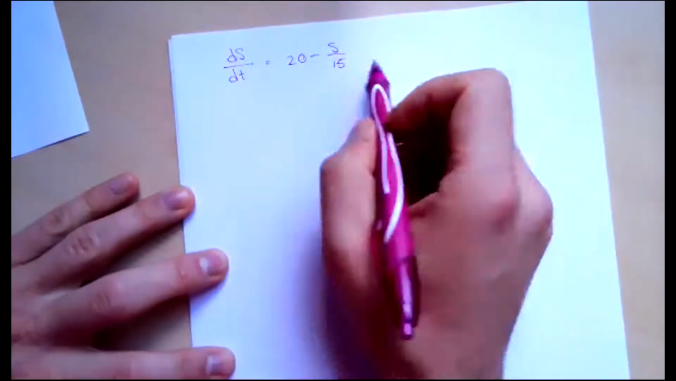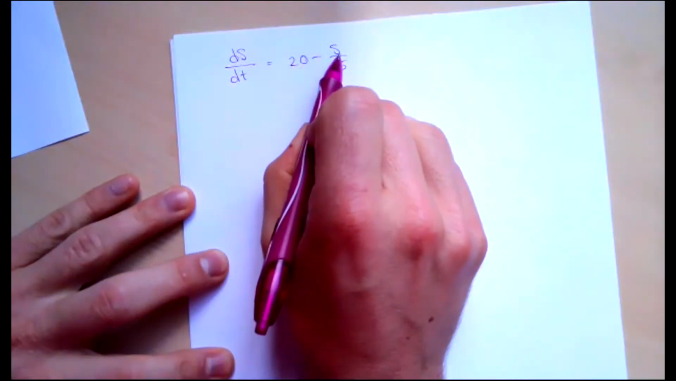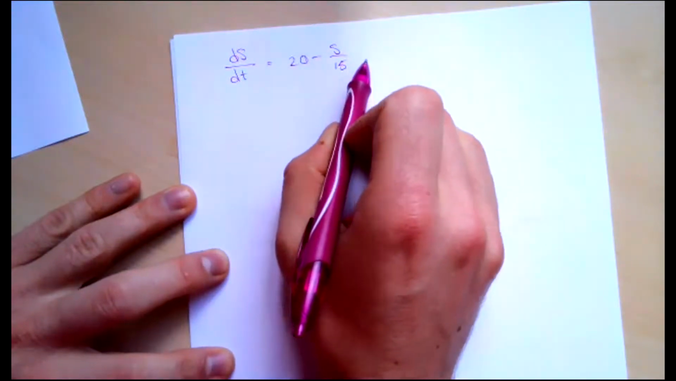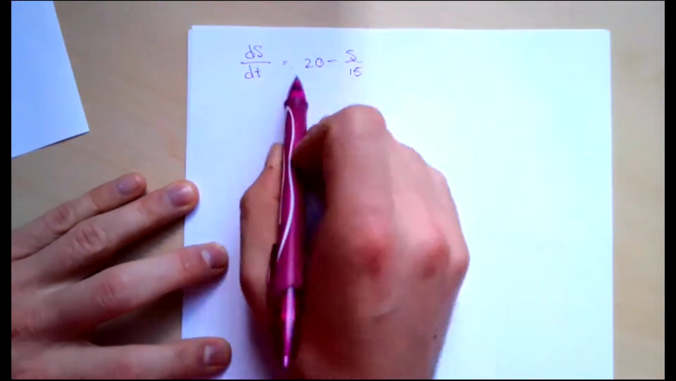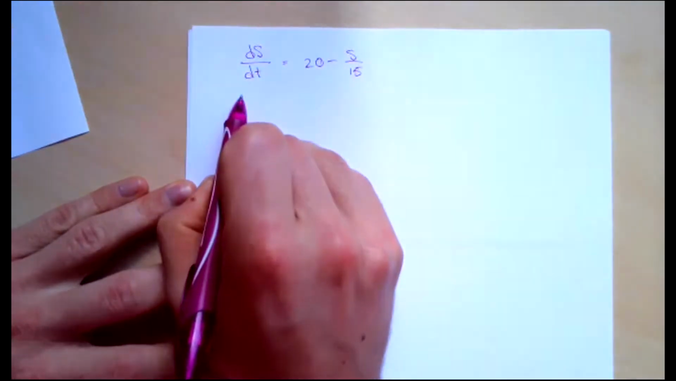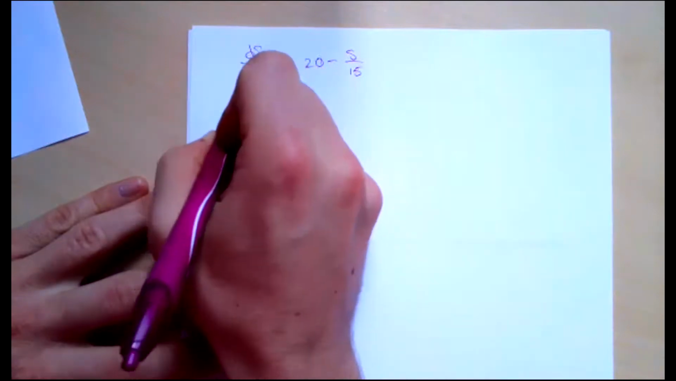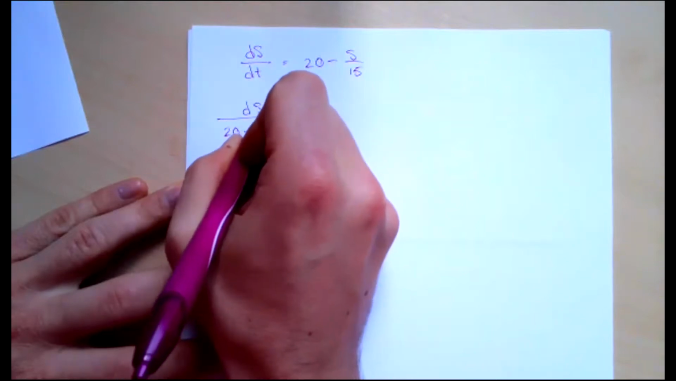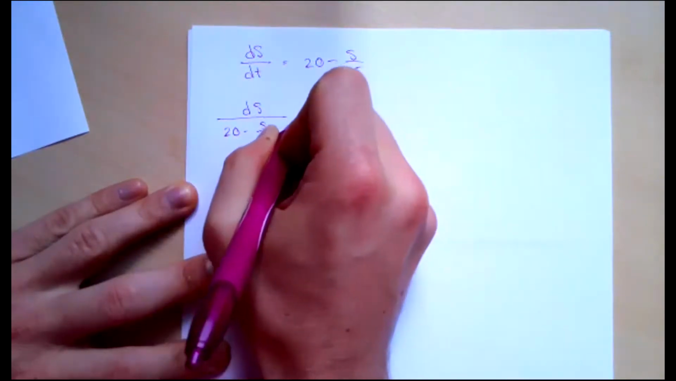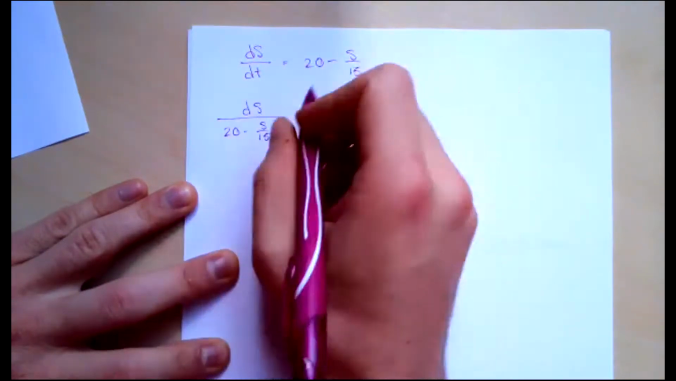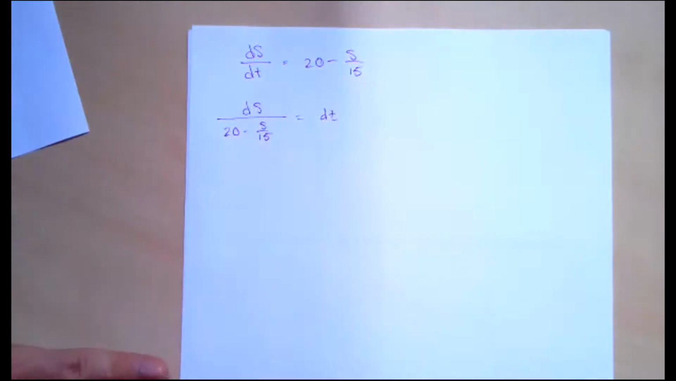So how do we solve something like this? It is a separable equation. Since I have only S's, how many T's do I have over here on the right? None, right? If there are no T's, what we want to do is take this entire thing and divide it over to the left to get all my S's together. So we have dS over 20 minus S over 15. When I divide, I will get a 1 here, and I will multiply the dt over, and we will get 1 dt on the right.